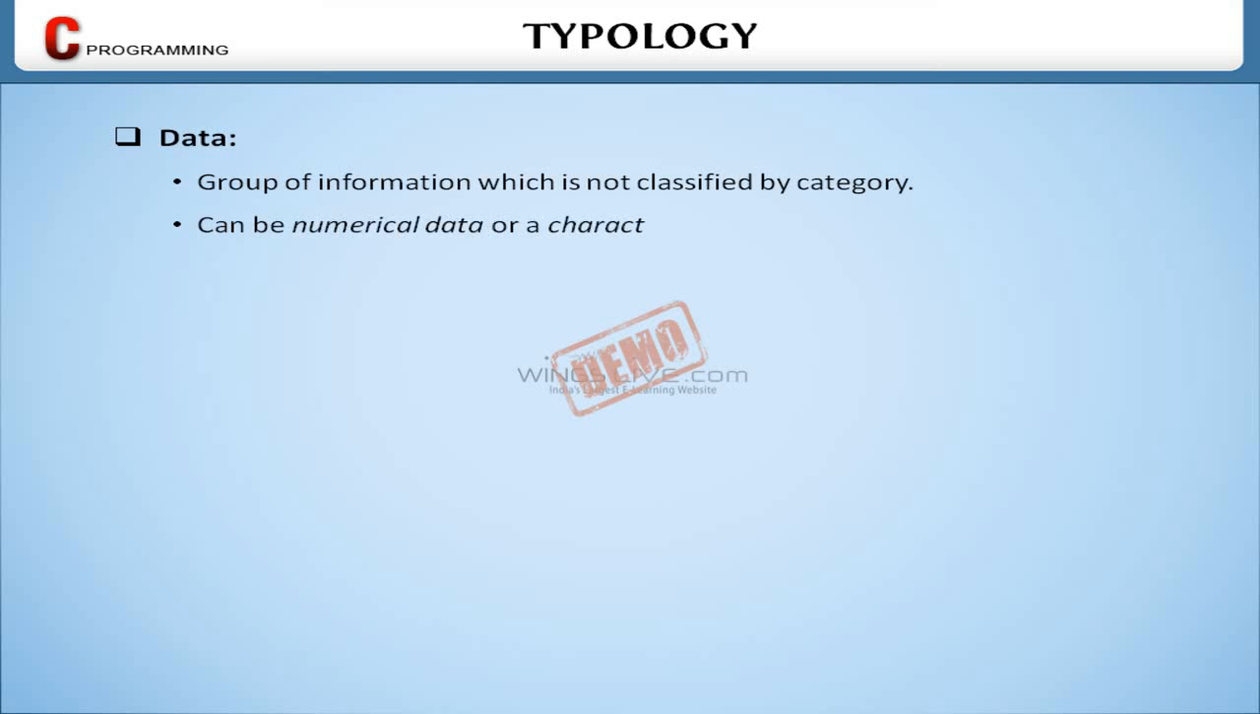Data can be numerical data, or a character, or a date, and so forth. These are called data types. In this lesson, we will discuss data types.